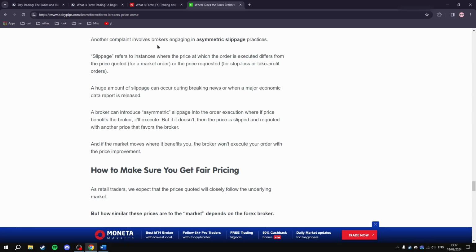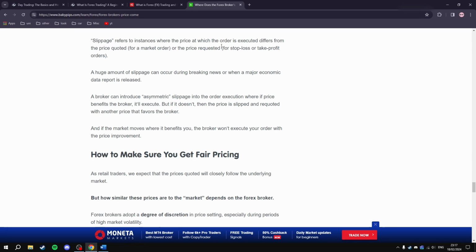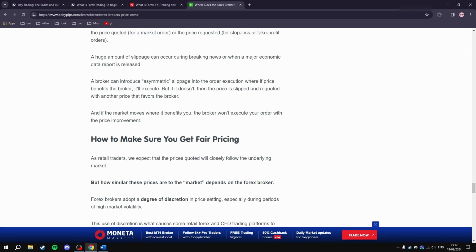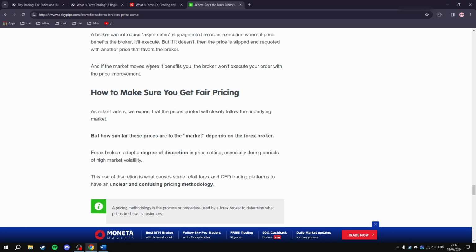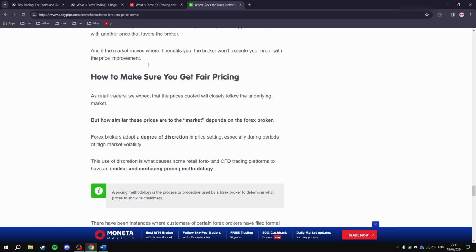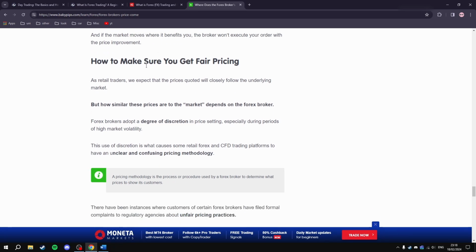Another complaint involves brokers engaging in asymmetric slippage practices. Slippage refers to an instance where the price at which the order is executed differs from the price quoted for a market order, or the price requested for a stop loss or take profit order. A huge amount of slippage can occur during breaking news or when major economic data reports are released. A broker can introduce asymmetric slippage into order execution where, if price benefits a broker, it will execute, but if it doesn't, then the price is slipped and requoted with another price that favours the broker. And if the market moves where it benefits you, the broker won't execute the order with the price improvements.